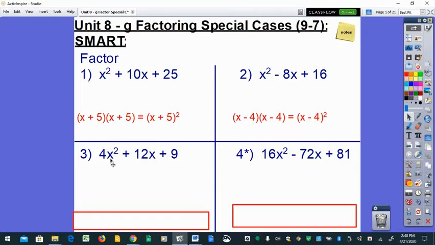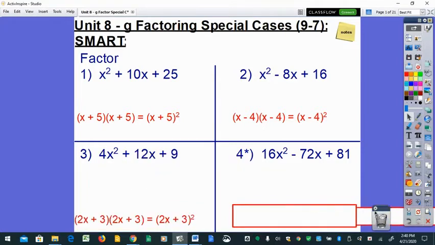Square root of 4x squared would be 2x. Square root of 4 being 2. Square root of x squared being x. So you see 2x. Square root of 9 is 3. 2x times 3 is 6x, and it's doubled in the center. This is the identical twins case. We're going to put the 2x on the front, the 3 on the back, and quantity square it.